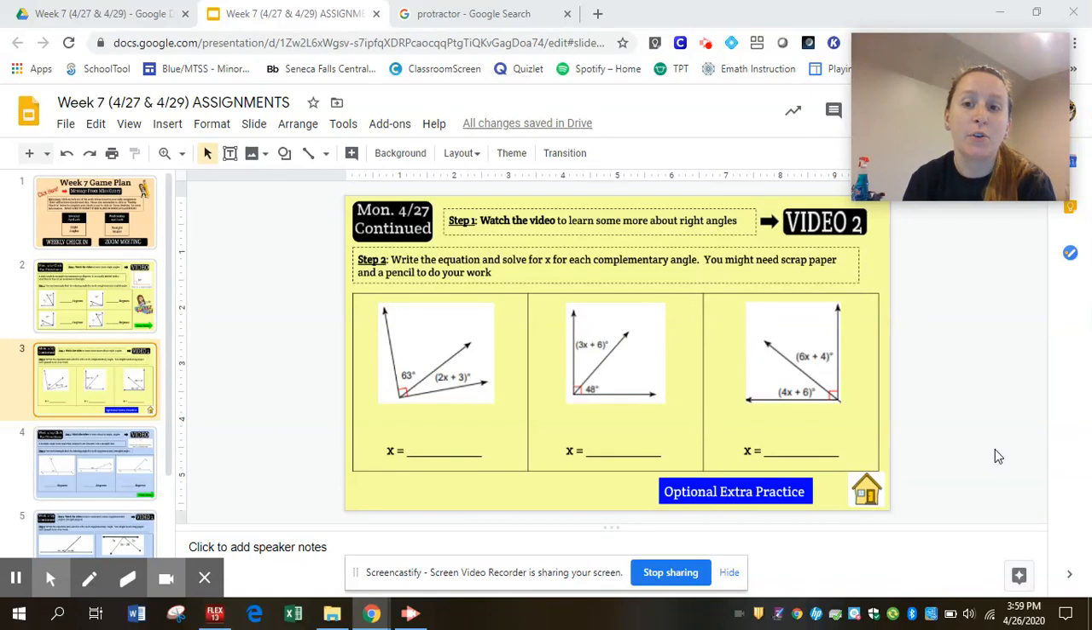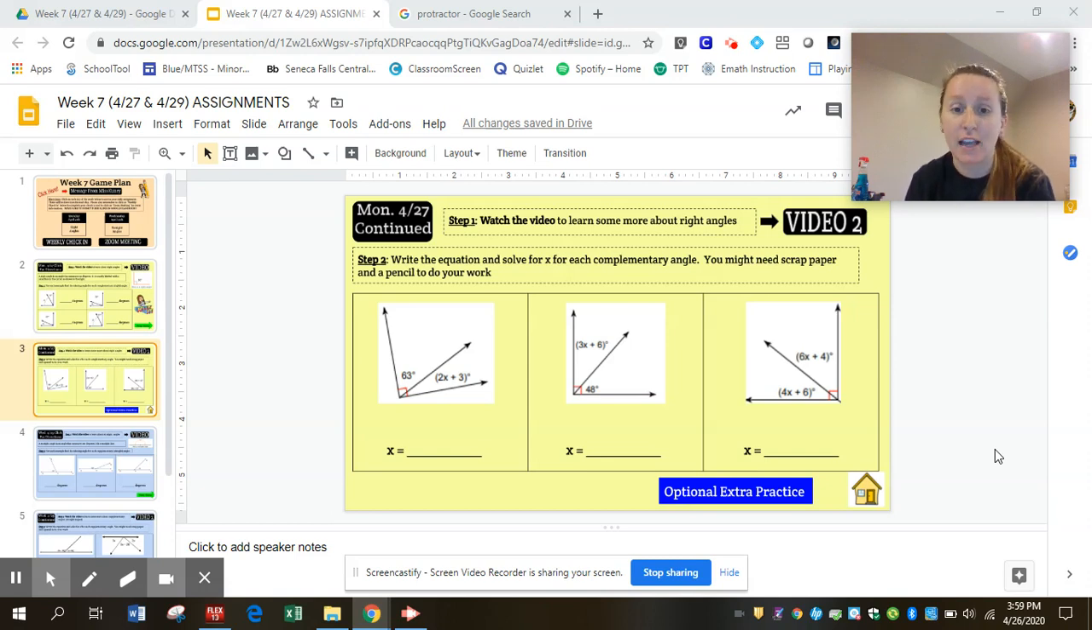So this is the video for the second part of Monday. This is your second video about right angles or complementary angles. They mean the exact same thing. You'll notice in these angles, you actually have some x values that you need to figure out first.